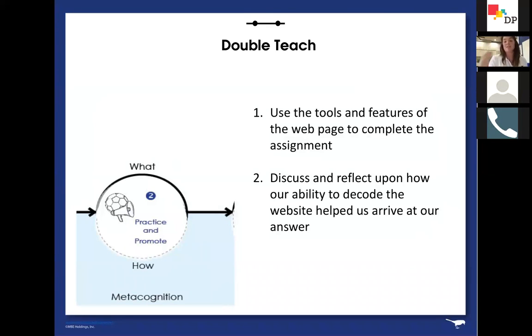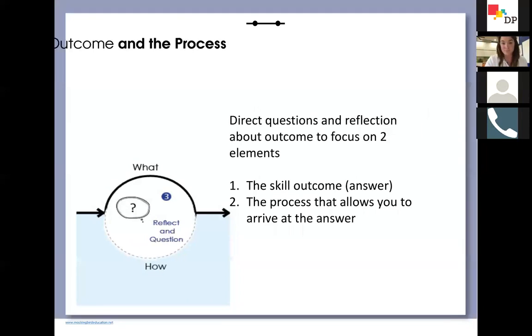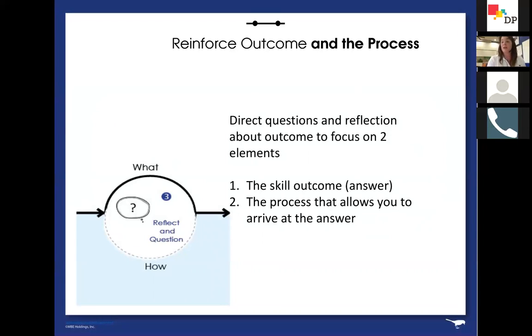And then we'll discuss and reflect upon how decoding those skills helped us arrive at our answer or arrive at the goal that we were trying to accomplish. And then we have to think about not just the outcome, but also the process. So we have to ask questions that help us reflect on how using decoding helped us get to the skill, but also how it helped us practice the skill, but also how it helped us get to the answer. So we have to think about both of those things at the same time. How did I use decoding effectively? What could I have done better with decoding? And then how did the way I used decoding help me get to what I needed to get to?